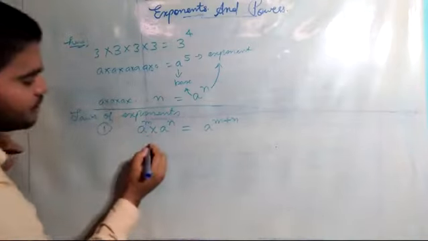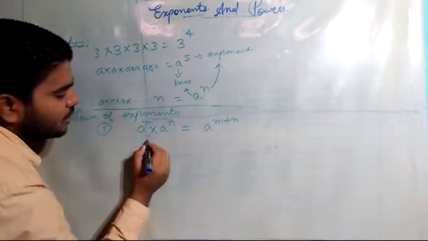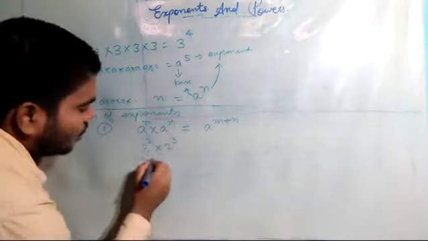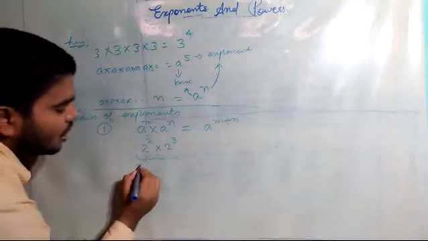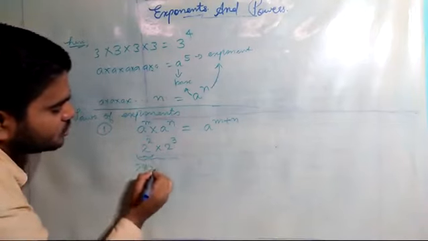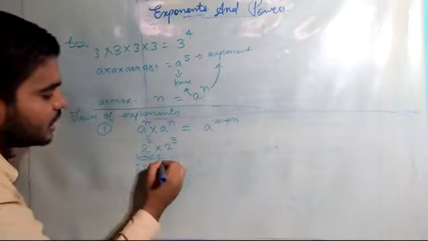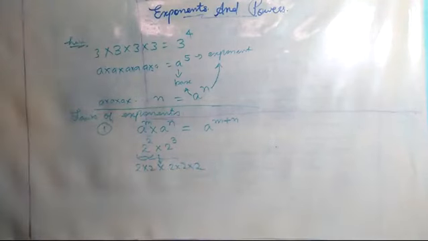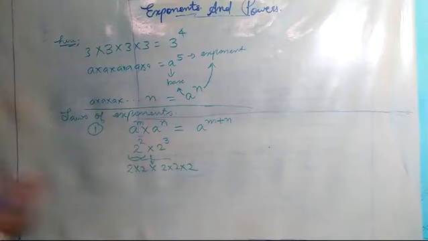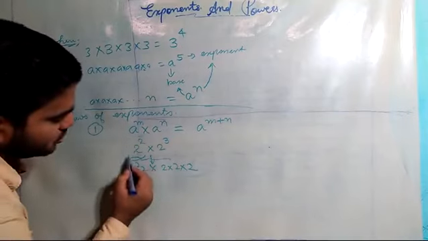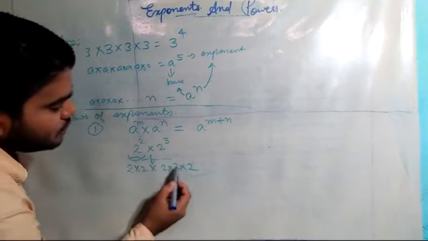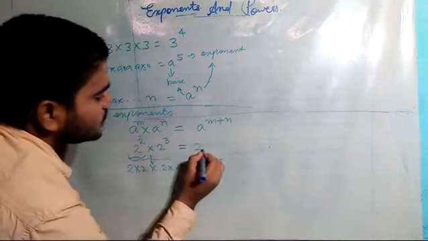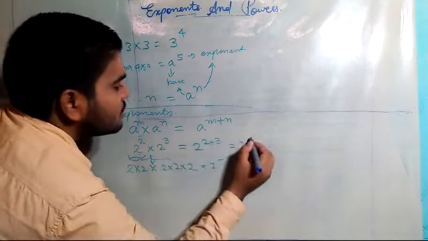Now let me explain this. Suppose I have 2 raised power 2 multiplied with 2 raised power 3. Then according to expansion, if I expand this number, how am I going to write? This 2 will be written 2 times, and then the multiplication sign will come, and then this 2 will be written 3 times. So if you see, 2 is written 2 times, and 2 3 times. So total 1, 2, 3, 4, 5. So finally what we got? 2 raised power 5. Here also I get 2 raised power 2 plus 3, that means 2 raised power 5 only.